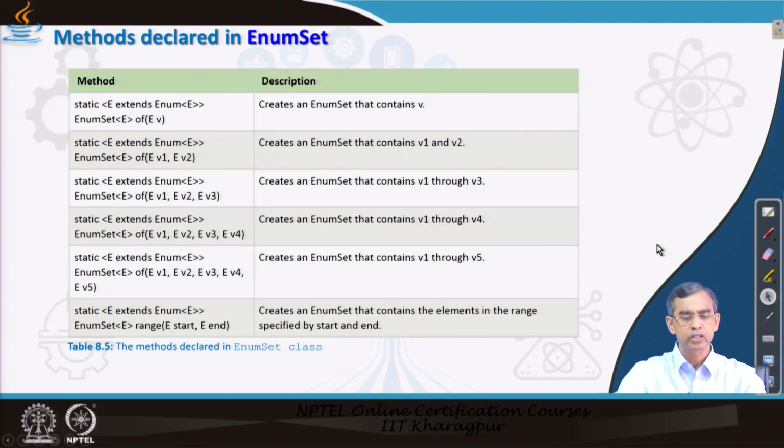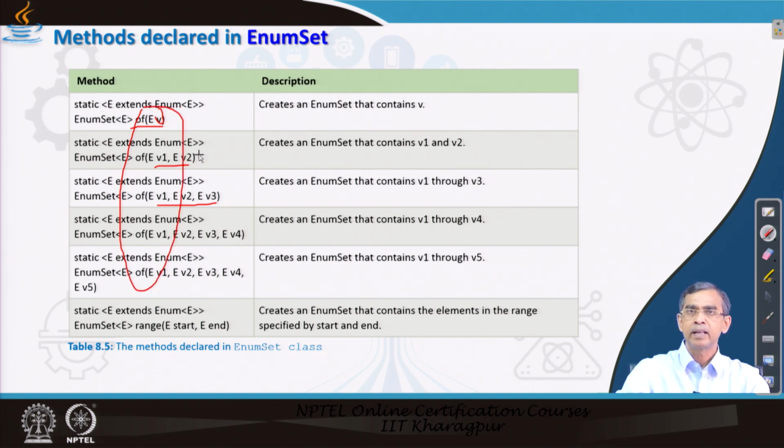It has a few more methods, declared in addition to the methods that we have discussed. For example, of(V): if a particular element V is there, it checks that element V is there or not. Now, if V1 and V2, two enum set elements, or V1, V2, V3, it checks whether V1, V2, V3 are there or not. So, there are different versions of the method, as we see, for whether a particular enum element is there, 2 elements, 3 elements, 4 elements and a maximum of 5 elements it allows.